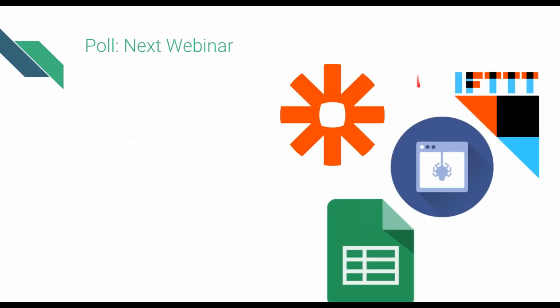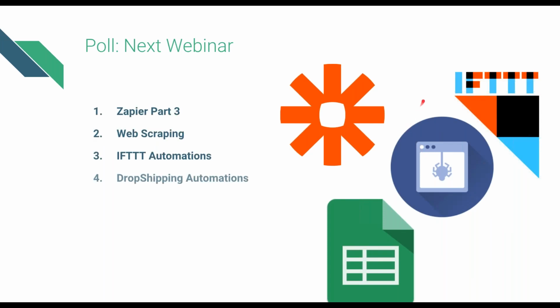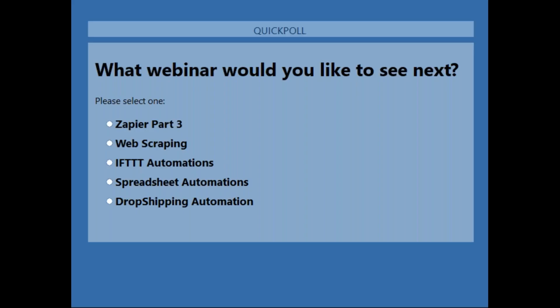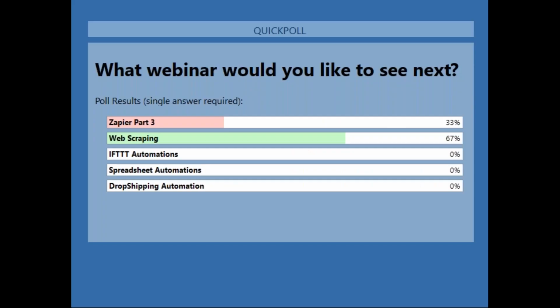All right, let's jump through. We're going to do a poll now about our next webinar to see what we'd like to talk about, and go ahead and throw that out for everyone to answer. Awesome. So it looks like most everyone's interested in web scraping for our next webinar. We've got some people that are interested in Zapier Part 3.